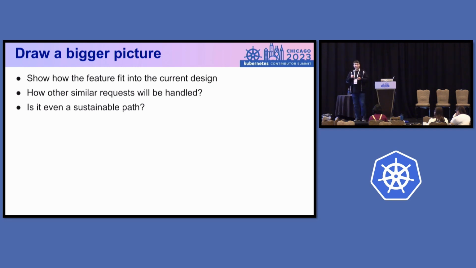Also, about the bigger picture, unfortunately, or maybe fortunately, there are very few new ideas in Kubernetes. Many ideas were already discussed. So when you draw this bigger picture, sometimes there is a long past history of people trying to go one direction and already failing. So if you go to a SIG meeting and ask about something, they will tell you stories, and it will help you educate yourself on the bigger picture and why not to go certain ways.